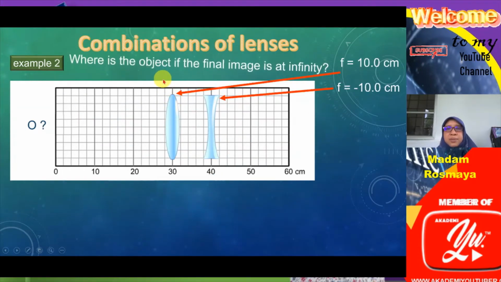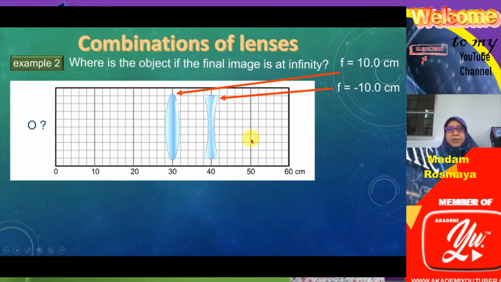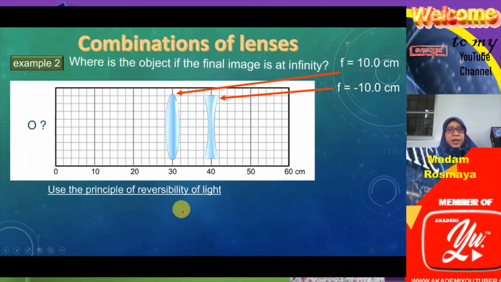Okay, this time we try to find where the object is formed. If the final image is at infinity, we do the calculation backward. We are going to determine where the object is supposed to be for the final image to be at infinity. Okay, let's start now. We use the lens formula, and we use the principle of reversibility of light.